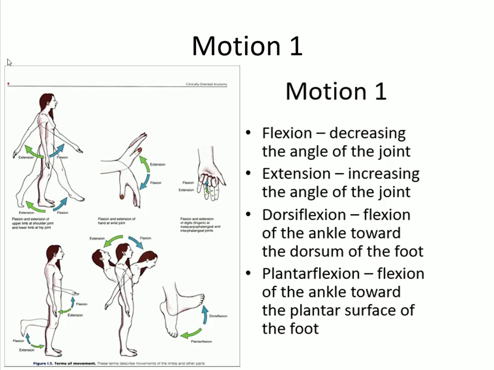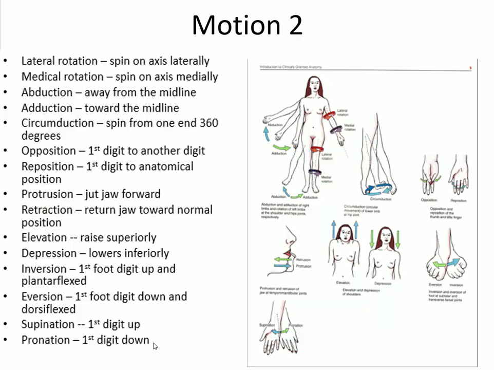Here is the refresher. So flexion, decreasing the angle of the joint. Extension, increasing the angle of the joint. Dorsiflexion, flexion of the ankle toward the dorsum of the foot. So look at this picture, that's dorsiflexion. Plantar flexion, flexion of the ankle toward the plantar surface of the foot. So the plantar, right? Think about a plantar wart that's on the bottom of your foot. That would be going towards the bottom of the foot.